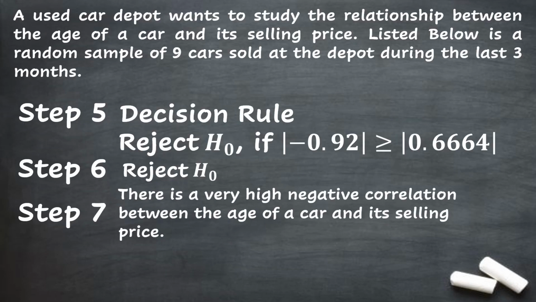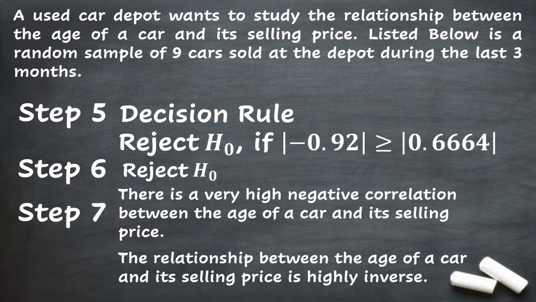For the final conclusion, we have there is a very high negative correlation between the age of a car and its selling price. Or you can write the conclusion as the relationship between the age of a car and its selling price is highly inverse.